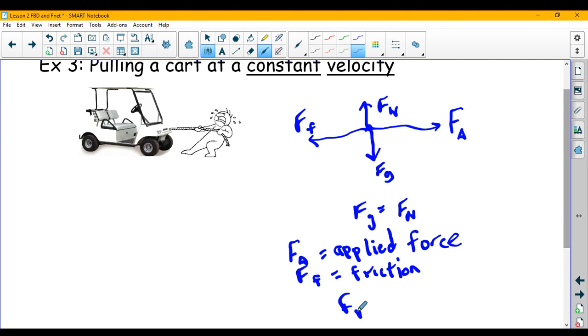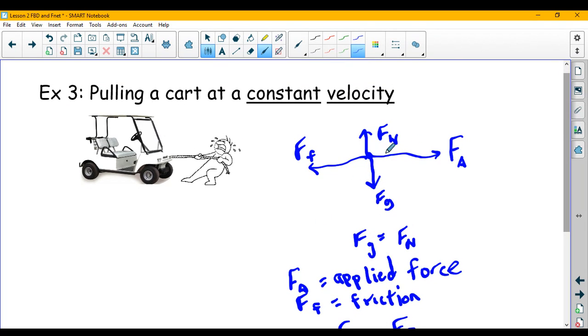If I pulled with too little applied force, I wouldn't overcome friction and it wouldn't move. If I pulled with more applied force than friction, it would accelerate and it wouldn't be a constant velocity. The constant velocity is telling me that everything is balanced, that they're all paired off.